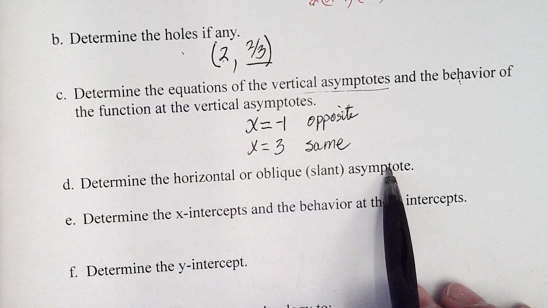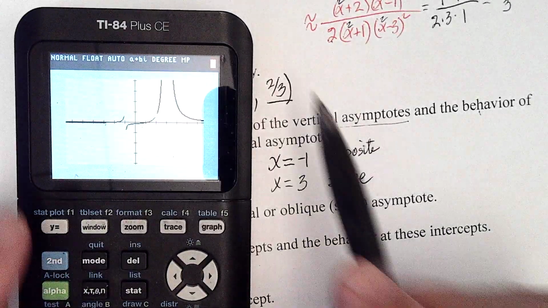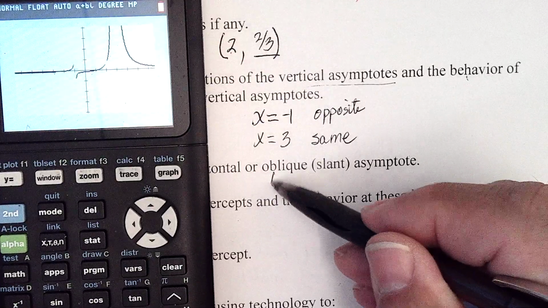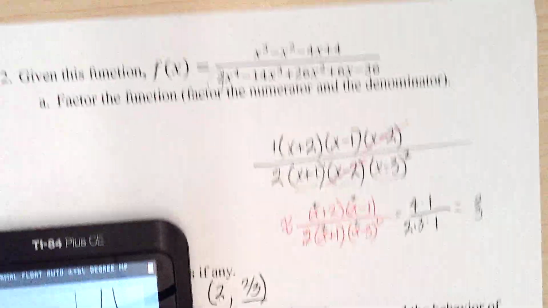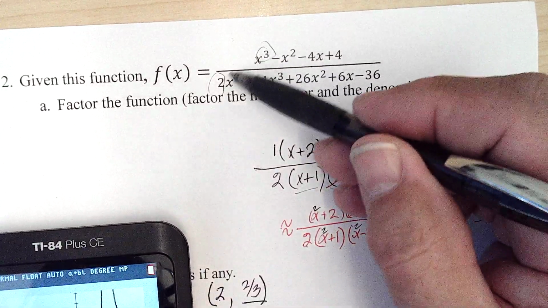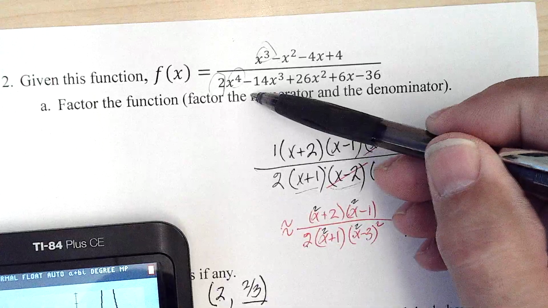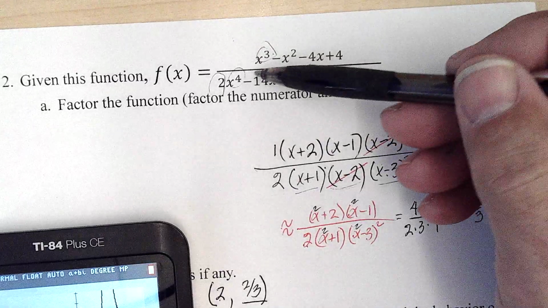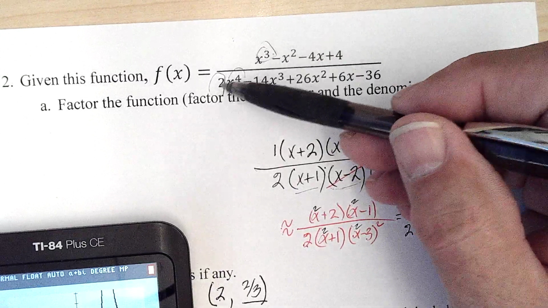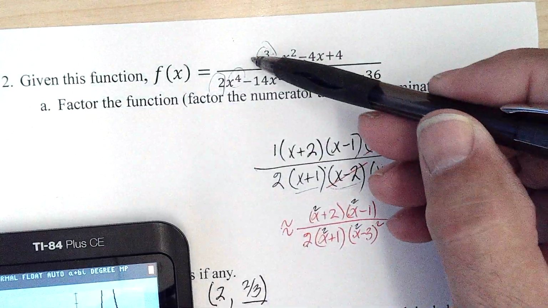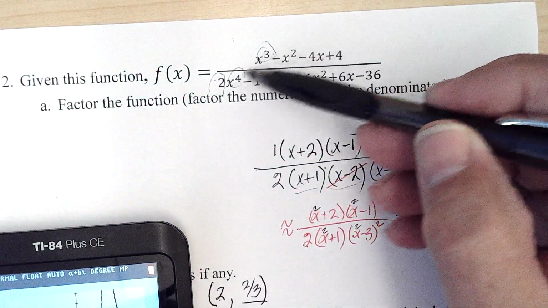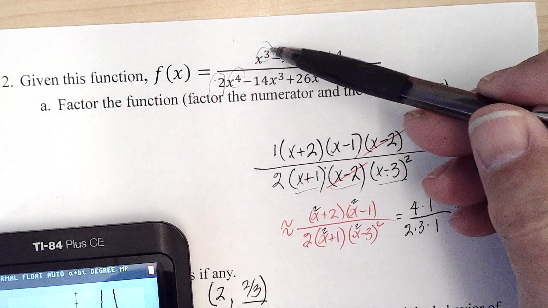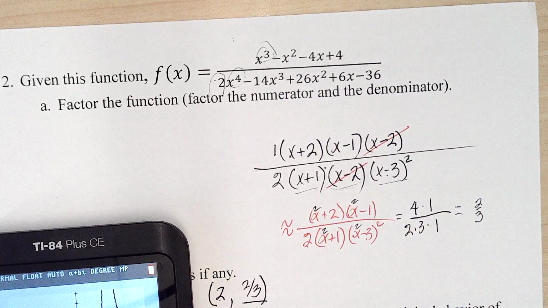Determine the horizontal or oblique. As x gets bigger and bigger, this is headed towards y equals 0. I can also tell that from this. Degree 3, degree 4. Denominator has a higher degree than the numerator, and whenever that happens, it heads to 0. If they were the same degree, I would use the ratio of the leading coefficients. It would be y equal 1/2 if these were both 3s or both 4s. And if it's bigger in the numerator than the denominator, if this was the numerator and that was in the denominator, I'd have to do long division to find it.